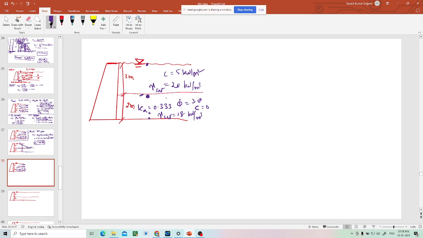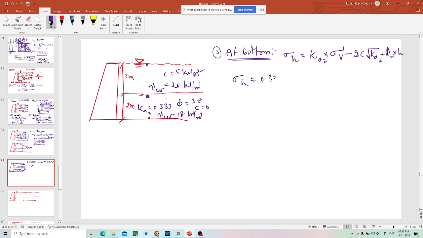Okay, now what should we calculate? We should calculate at the bottom now. Third point at bottom. At bottom, sigma h = Ka2 because bottom is in the second layer. Ka2 multiplied by sigma v dash at that place minus 2c root Ka, because this is the total formula, plus gamma w into h. So now just tell me what is the sigma h value.